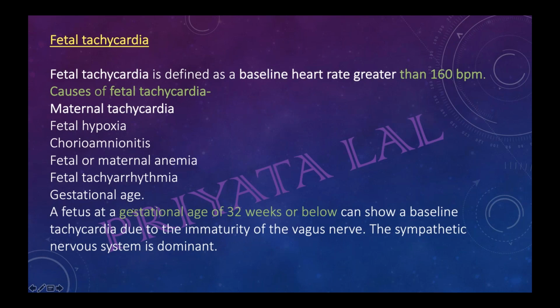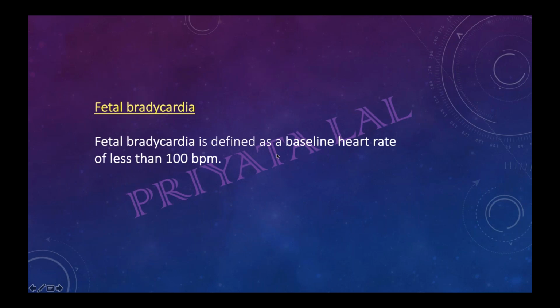For example, in a fetus less than 32 weeks of age, tachycardia will be there because of immaturity of the sympathetic system. But for the part 2 or part 3 exam, no need to remember this table, just listening to that will be enough. Okay, so fetal bradycardia is when the baseline rate is less than 100 beats per minute.